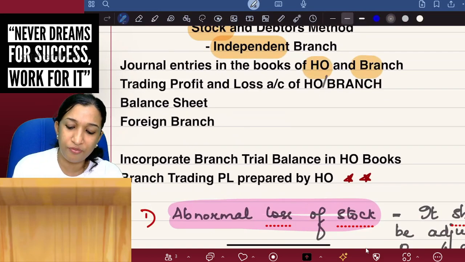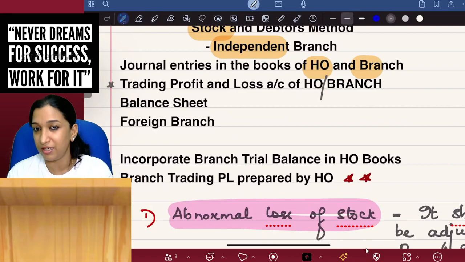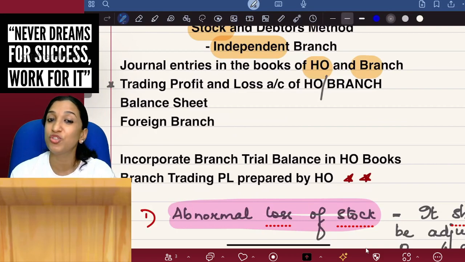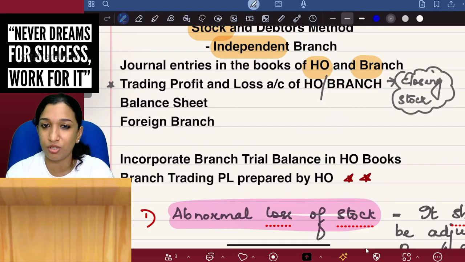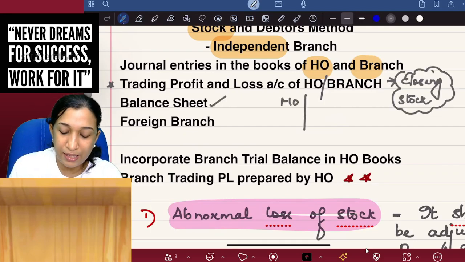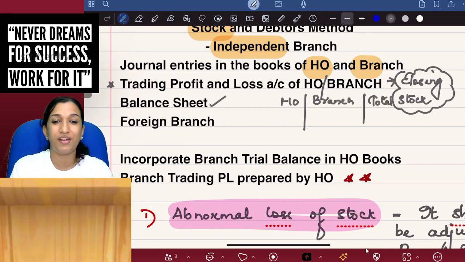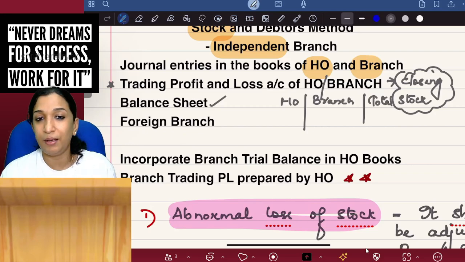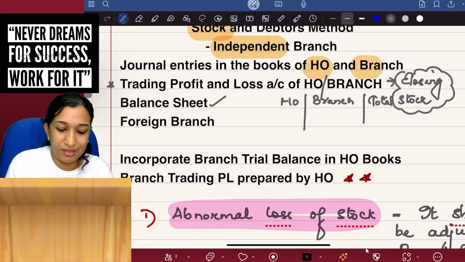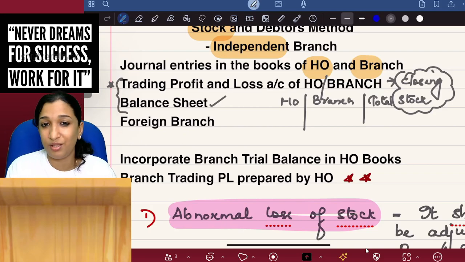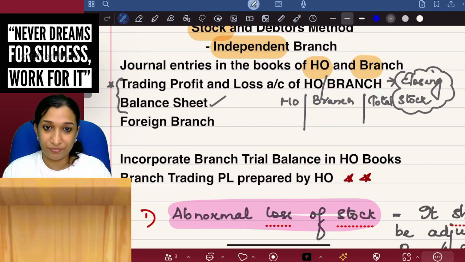Now trading P&L account of head office and branch. See, if you get a question on trading P&L account of head office and branch, trust me, in most of the questions, closing stock will be missing. We need to find closing stock, and you should prepare P&L and balance sheet like this: head office, branch and total column. You need to provide these 3 columns and then prepare these financial statements. But I think we'll try a question and discuss this. So shall we try a question from the study material and do this? So let's discuss a question.